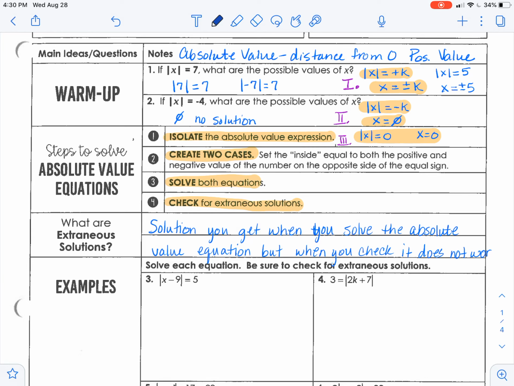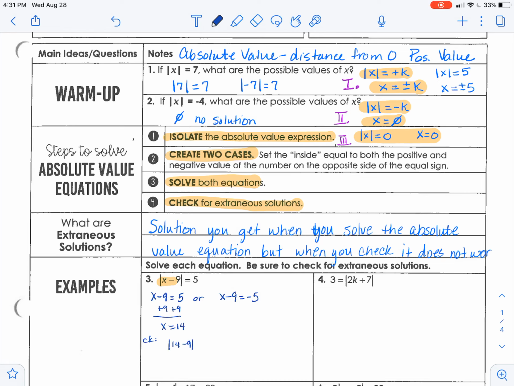It's already isolated. What I mean by that is all I see on this side is just the absolute value. So I'm going to create my two cases. My two cases would be that x minus 9 would need to equal 5, or x minus 9 could equal a negative 5. So I'm going to go ahead and solve that. We're just going to add 9 to both sides. So x equals 14. Now I could do a quick check on this.